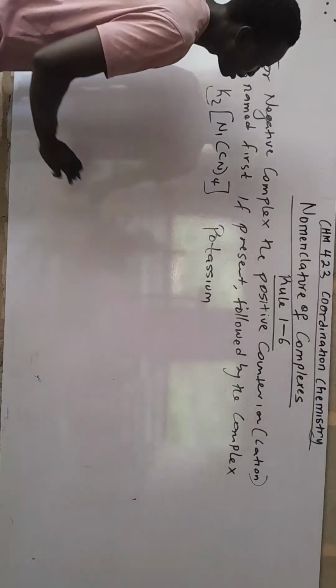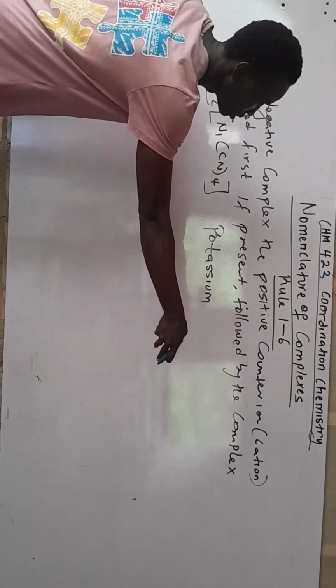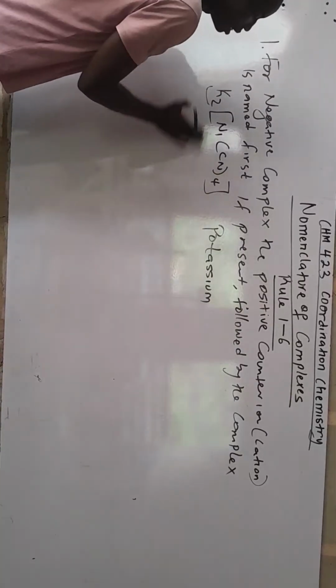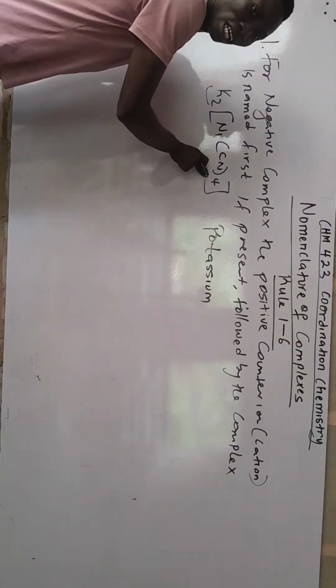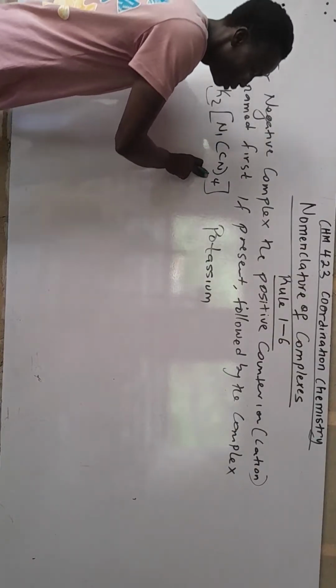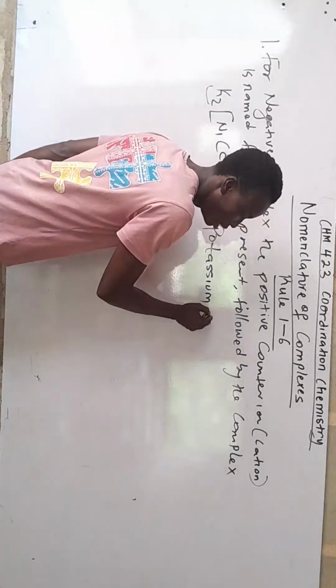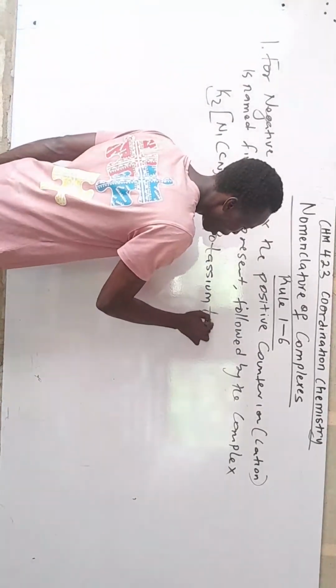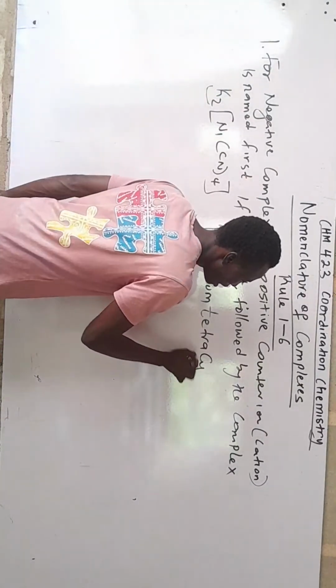So after that, the rule says that you name the cation first. After the cation, which is the potassium, you now come to this place. How many of the anions do we have there? Which is the cyano? We have 4 of it. That will be tetra. So we are going to have tetracyano.